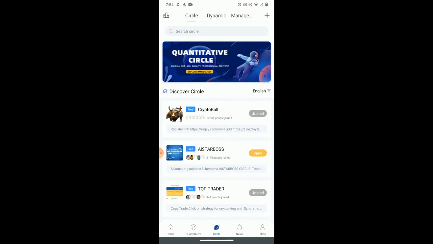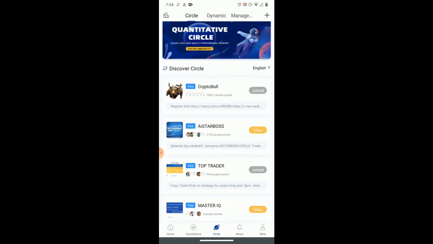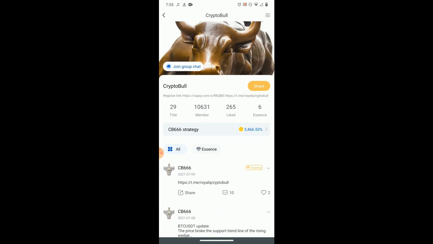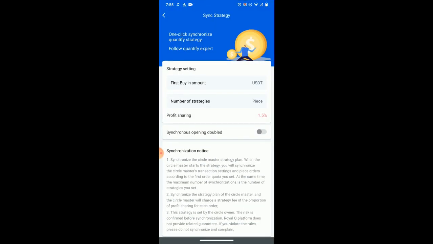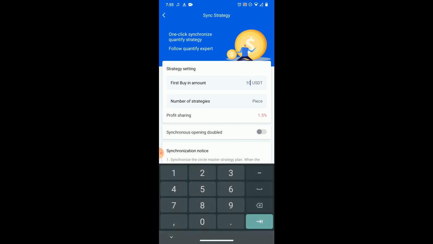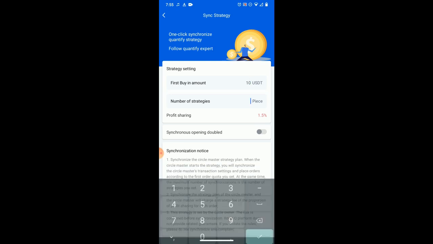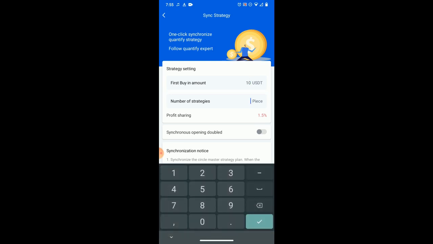I copied this. I also joined this. So you can see their trade. How do you go about that? Once you click on circle, you join. Once you join, click on the strategy. This strategy here, you click on it. Then you click on synchronize strategy. Sync strategy. So you enter the amount you want to start with, for instance, $10. How many pairs do you want to copy into your account? I might say 1 pair, I might say 2 pairs. Let me just say 1 pair. Note, profit sharing.